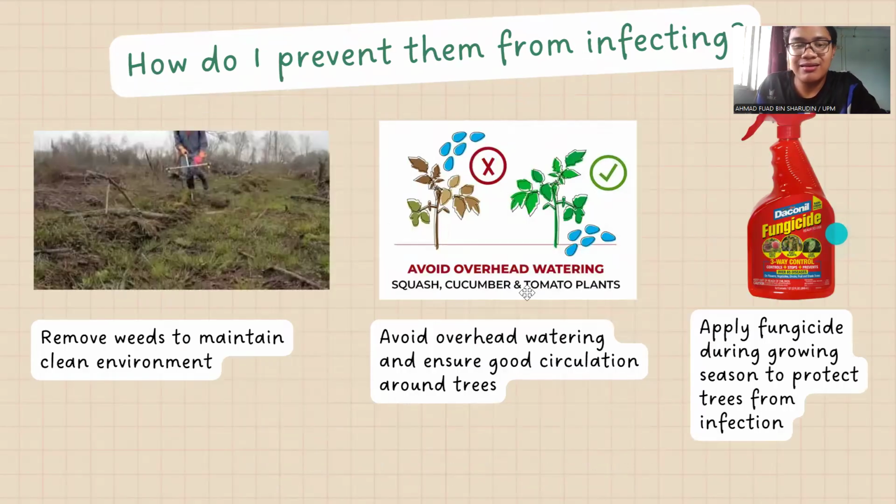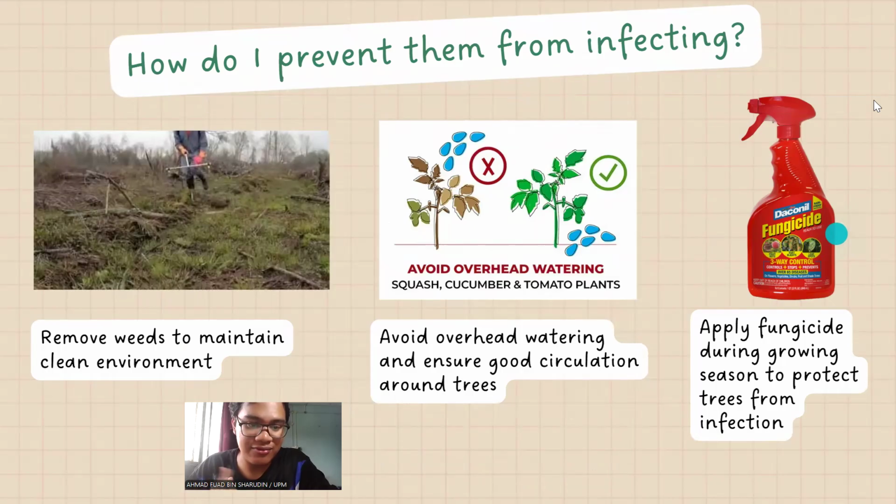So there are ways you can prevent this disease from affecting the trees. The first one is to just remove the weeds. Sometimes the plantation needs a little bit of tidying up. So we would cut these weeds because some of them can become a secondary host to the pathogen itself before it reaches the main tree.